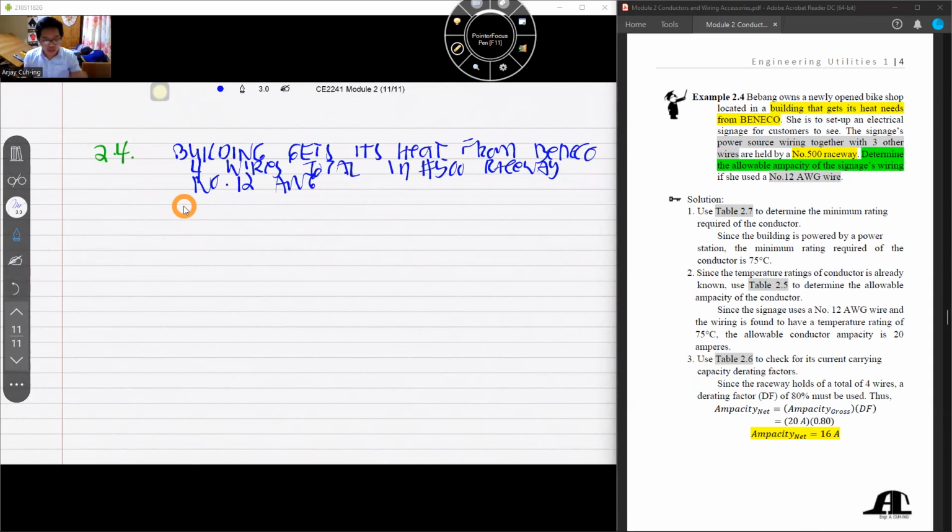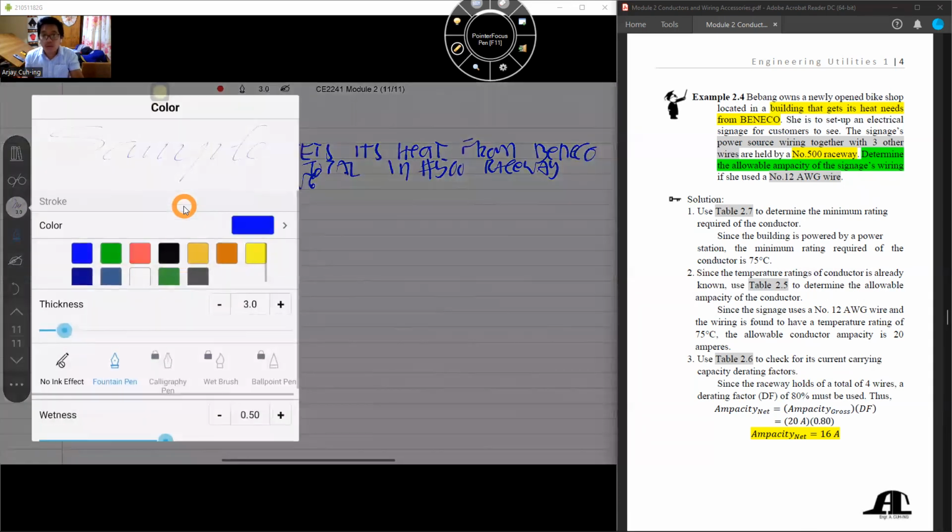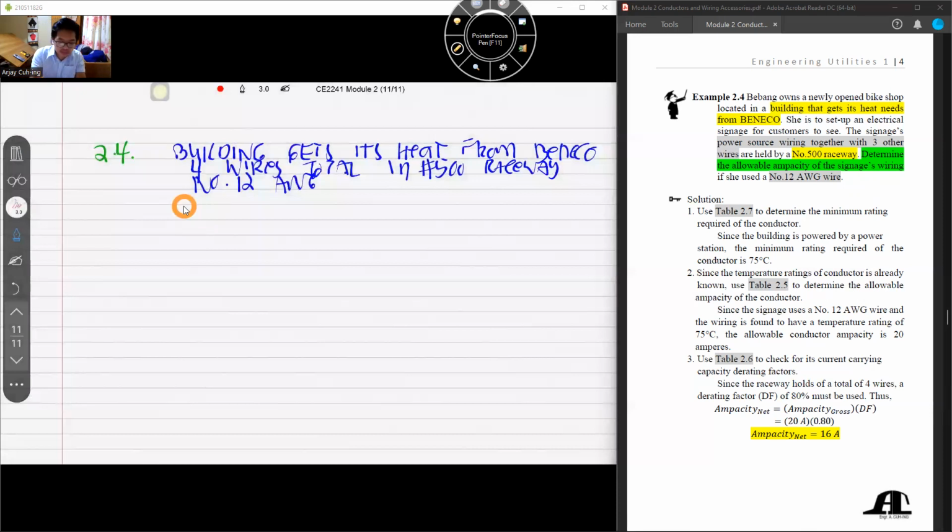Okay. So again class, ano yung required natin? So we are required, class, to determine the allowable ampacity. So allowable ampacity, class, meaning ito na yung ampacity net. So net na siya lagi kasi yun nga. Kahit less than 3 naman yung ating total number of wires, meron pa rin tayong derating factor. So we always call it, class, as ampacity, the net ampacity. Okay, so anong gagawin natin, class?